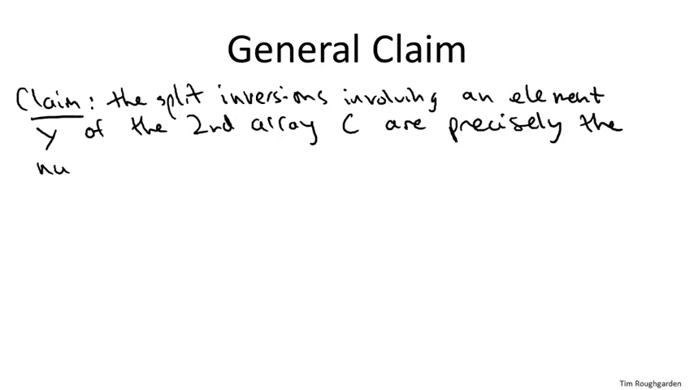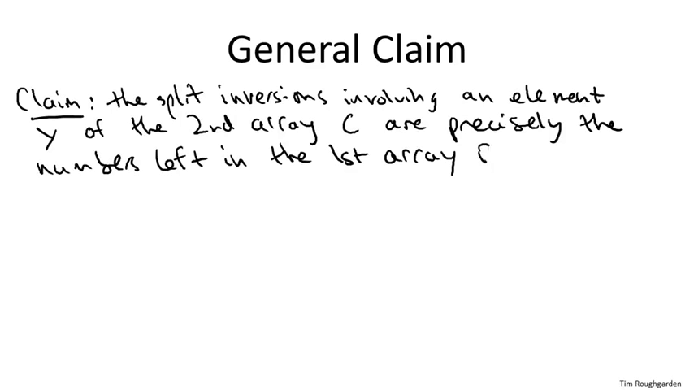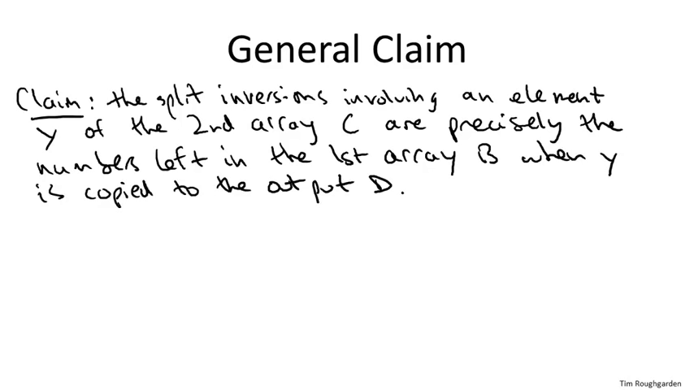So on the right array, C, we had the elements 2, 4, and 6. Remember, every split inversion has to, by definition, involve one element from the first half and one element from the second half. So to count the split inversions, we can just group them according to which element of the second array they involve. So out of the 2, 4, and 6, the 2 is involved in the split inversions 3, 2, and 5, 2. The 3 and the 5 were exactly the elements remaining in B when we copied over 2. The split inversions involving 4 is exactly the inversion 5, 4, and 5 is exactly the element that was remaining in B when we copied over the 4. There's no split inversions involving 6, and indeed B was empty when we copied the 6 over into the output array D. So what's the general argument?